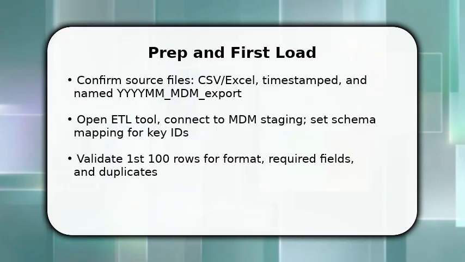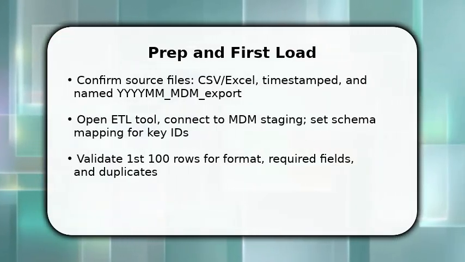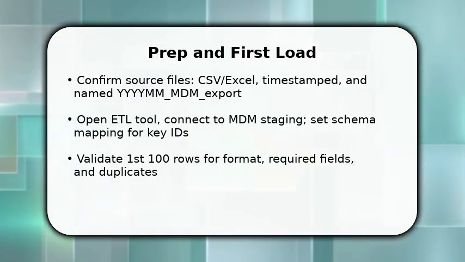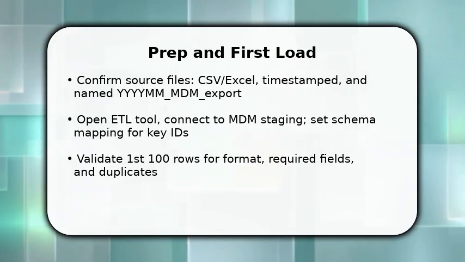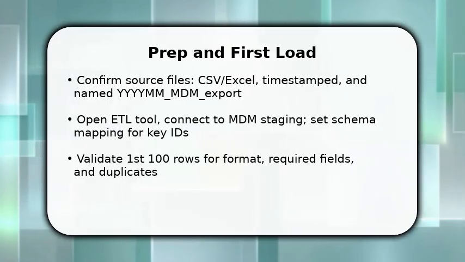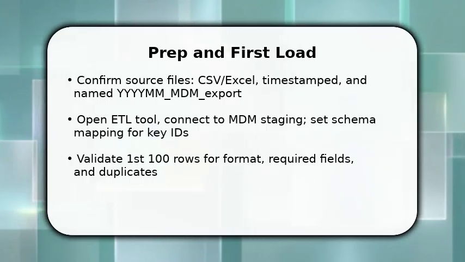You start by verifying the essentials and then run the first ingest. Connect your ETL to the MDM staging area and load the timestamped CSV or Excel. Once done, map primary keys and required fields so downstream rules can run. You should validate the first 100 rows immediately to catch schema mismatches and duplicates.